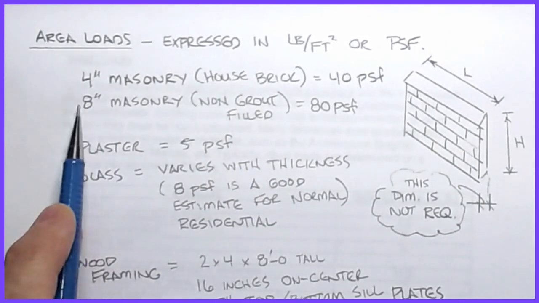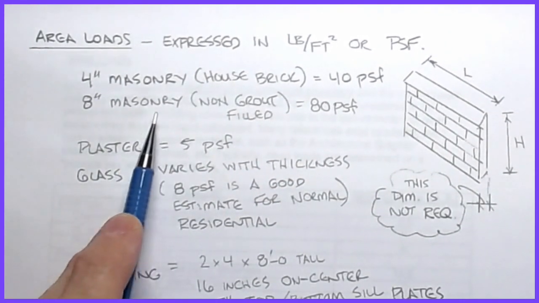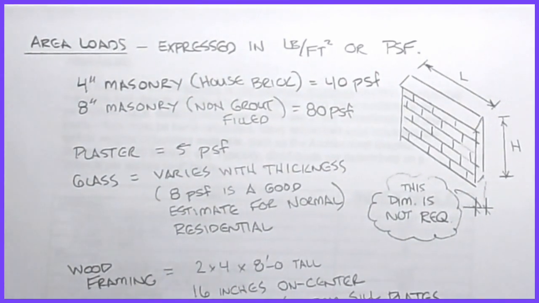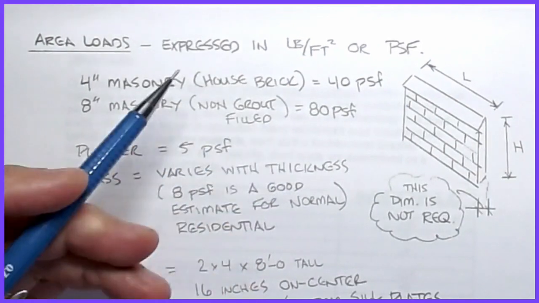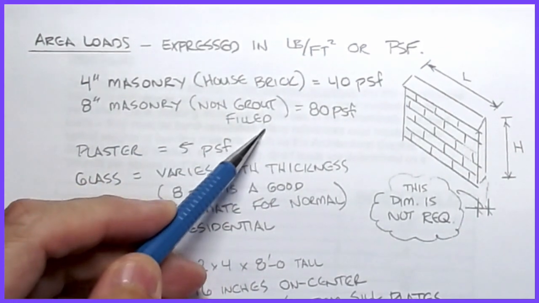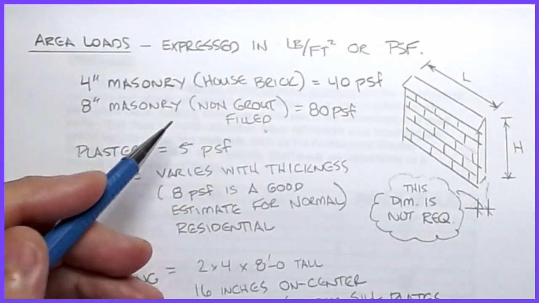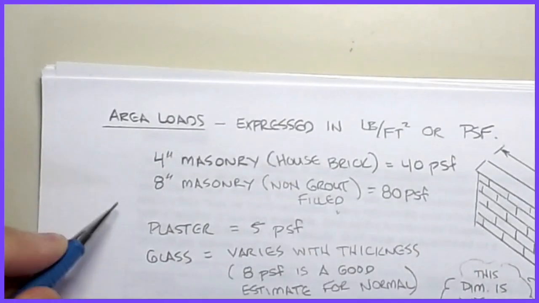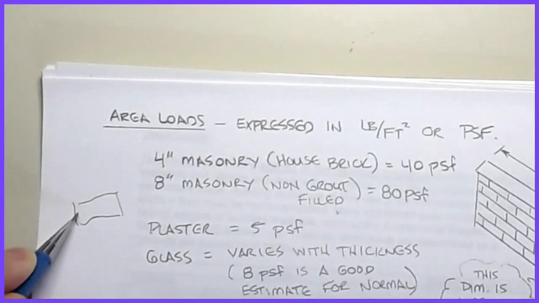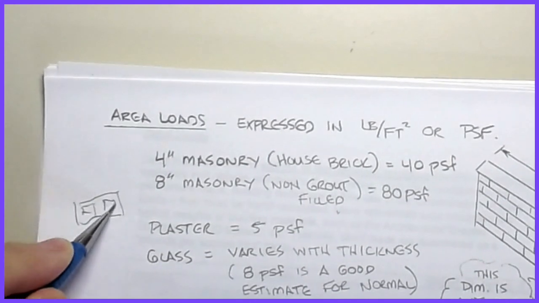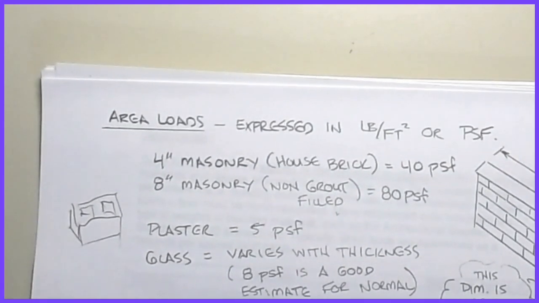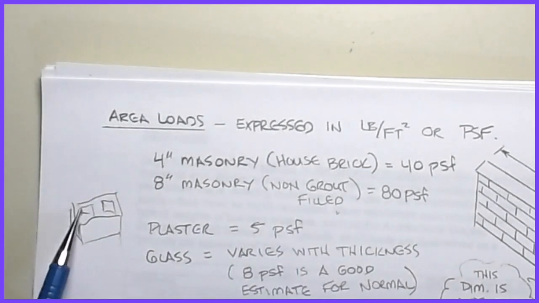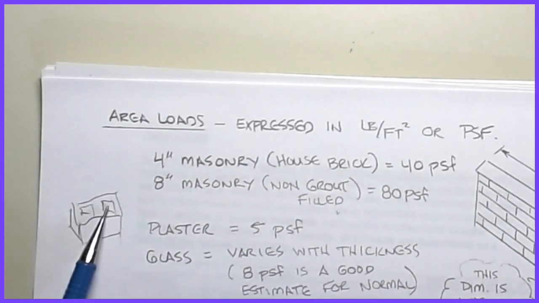Okay, 8-inch masonry units, which would be more like a larger brick or a non-grout filled concrete block, would be more like 80 pounds per square foot. And you've got to be careful on this one. For non-grout filled, what we're saying is that if your masonry brick has two basic cores in it, like something kind of like that, non-grout fill means that there's nothing inside these cores, that it's just a hollow section.